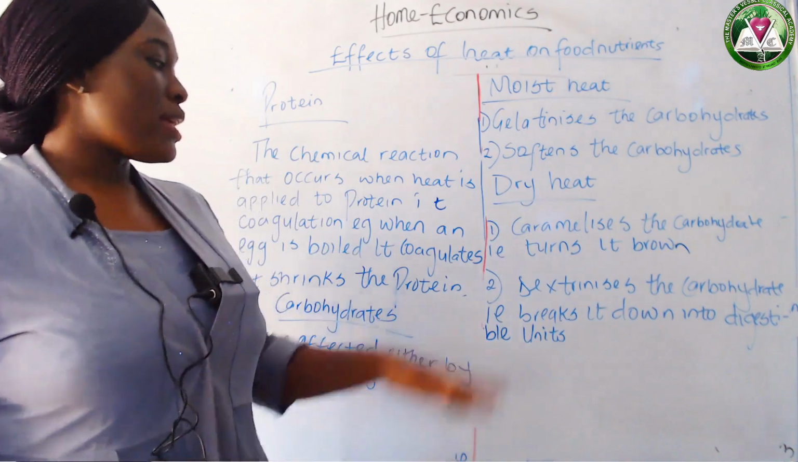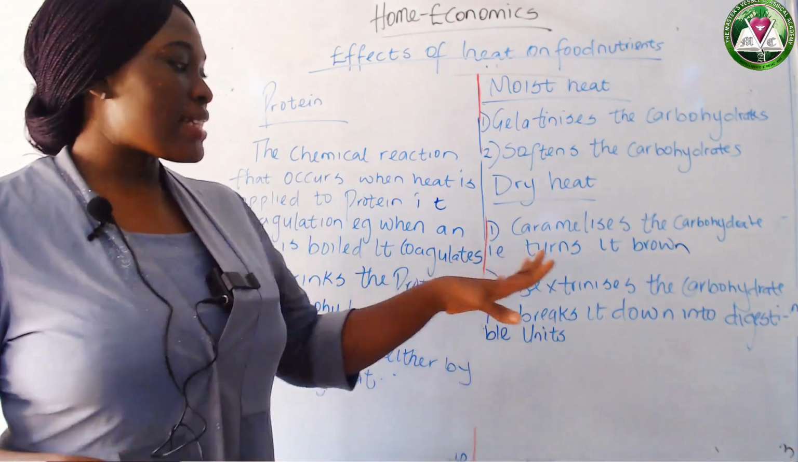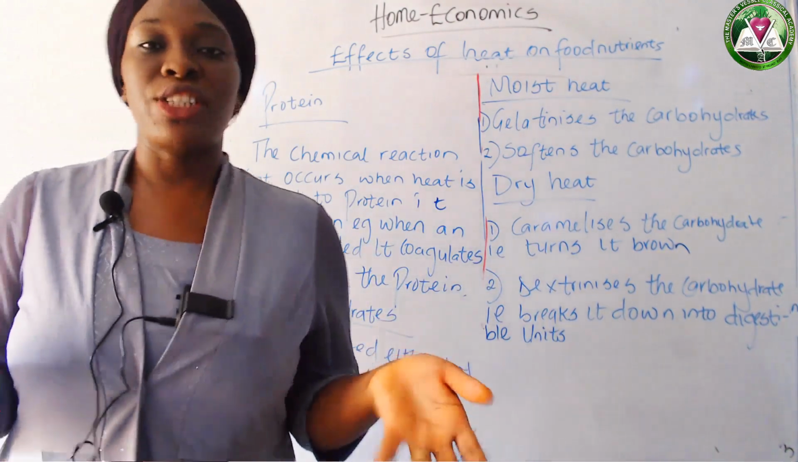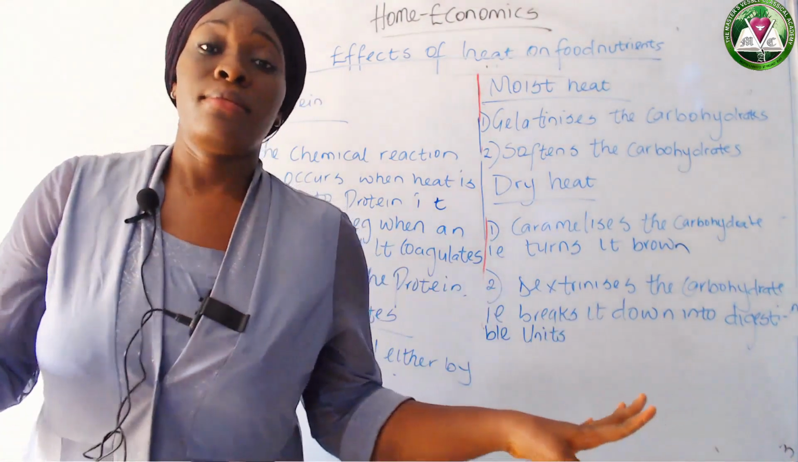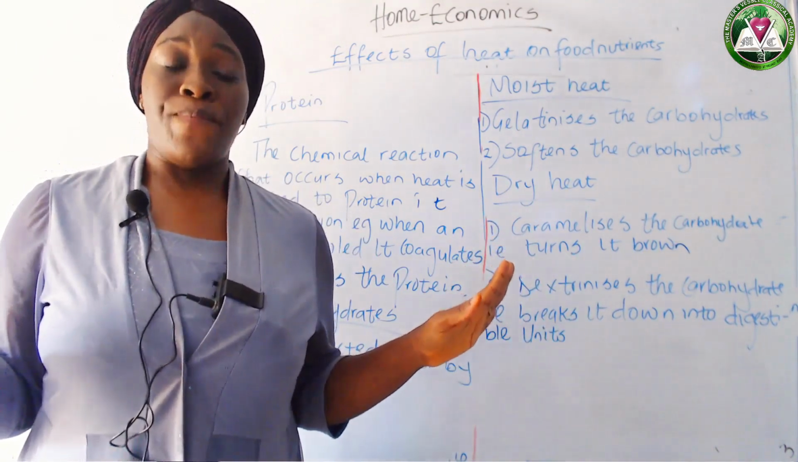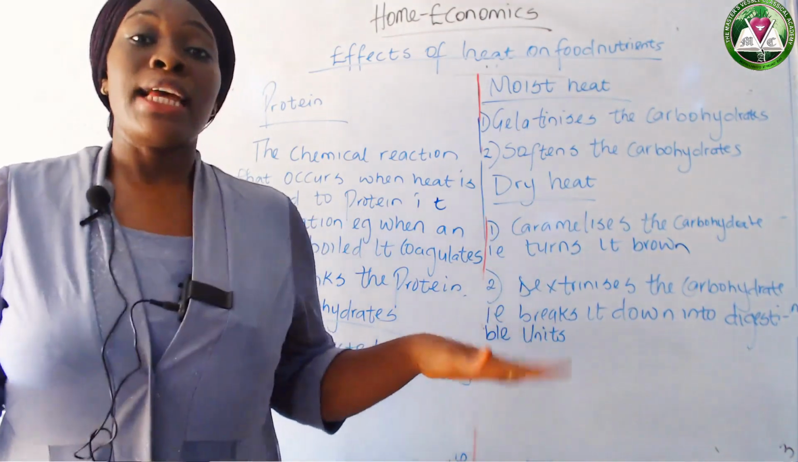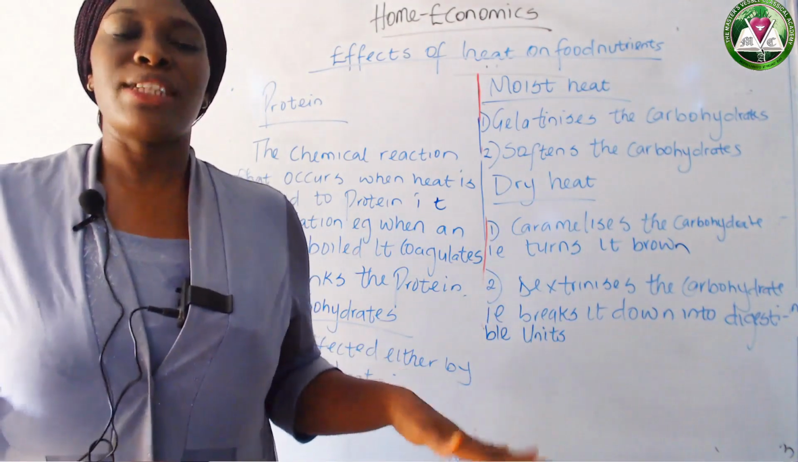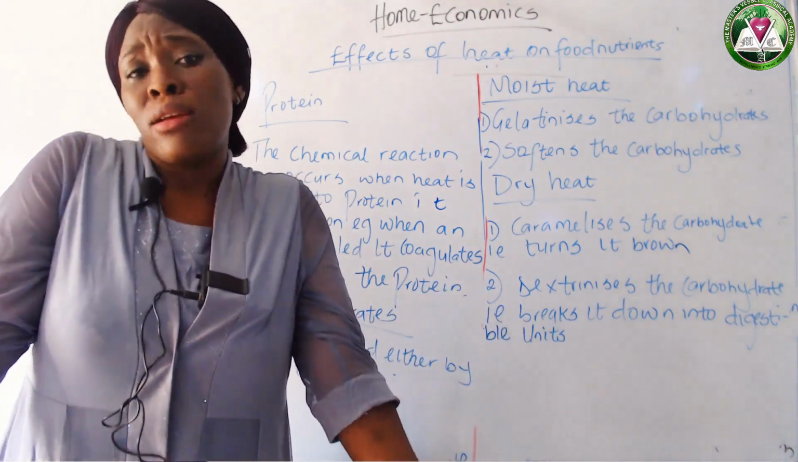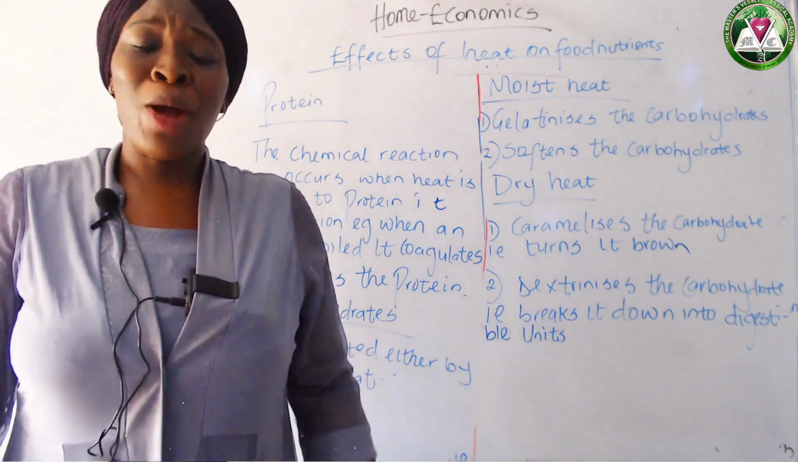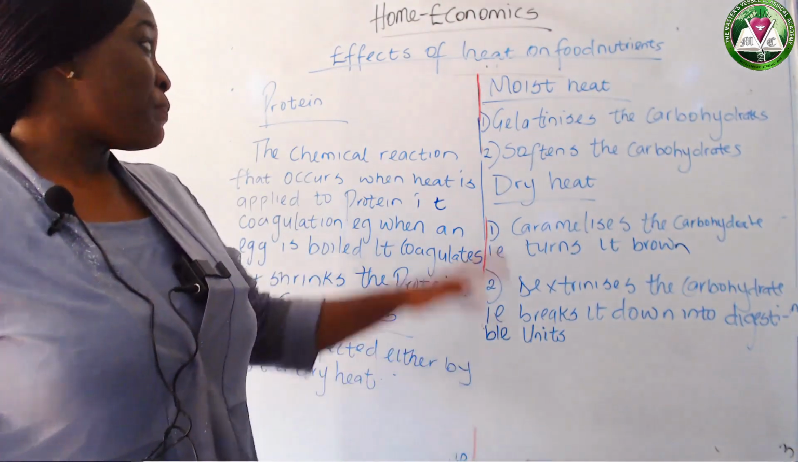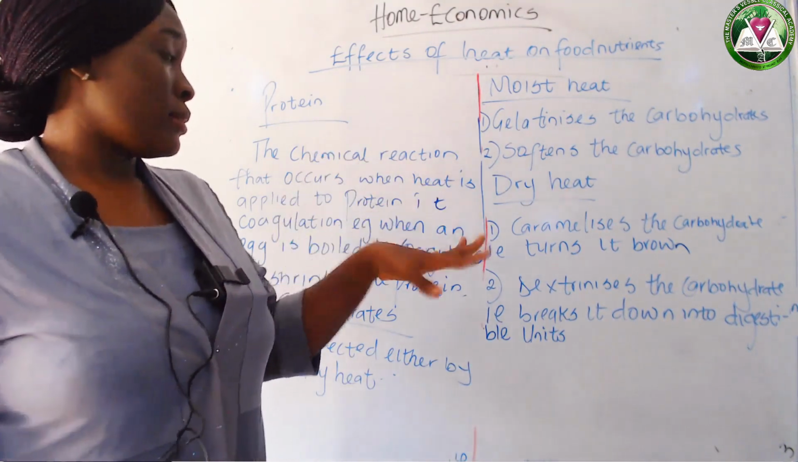And then the next one is dextrinization. It dextrinizes the carbohydrates. That breaks it down into digestible units, just like your roasted yam. They're making use of dry heat there. No water is added. That is dextrinization. You're breaking it down into digestible units so that you'll be able to consume it, because you cannot actually eat it like that. Are we together? So that's all for the effect of heat on protein and carbohydrate.